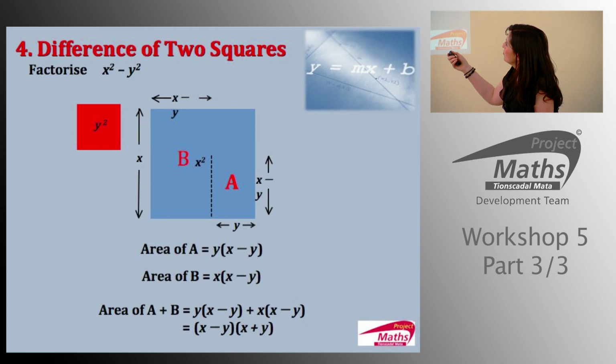That's the width of the y box, y squared, y. That's my area A. And then that's the length x. And up there, that was x, and I cut out the y, so it's x minus y. And that's my area B. So the area of A will be y times x minus y. The area of B is x times x minus y. Add the 2 areas together, and it's x minus y on x plus y. Isn't that just lovely?